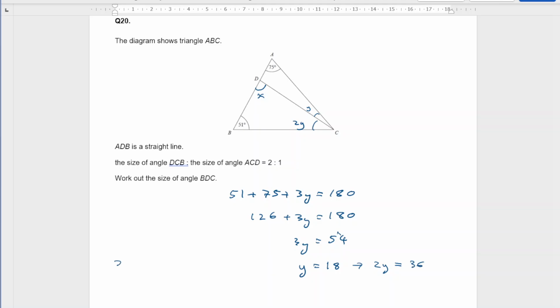So x plus 51 plus 2y is going to be equal to 180. So x plus 87 is equal to 180. So x has got to be equal to 93.